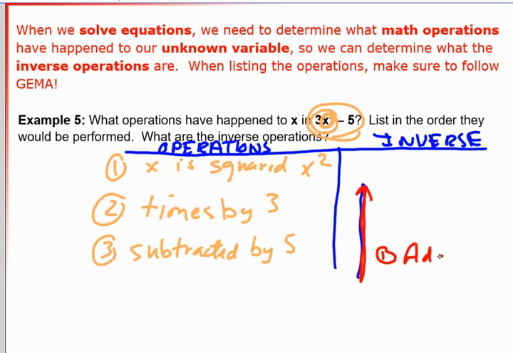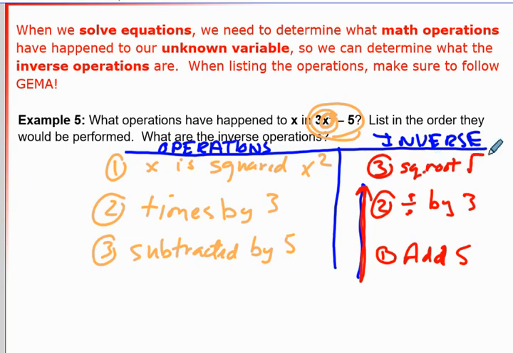If we were to solve for x, we would want to add 5. Second, we want to divide by 3. And then third, we want to square root the x. And so that's what we would do.